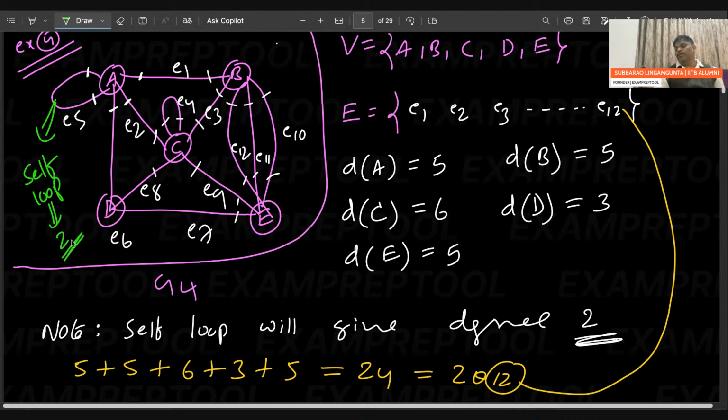Every edge will contribute 2 degree. Self loop also will count to 2 degree, right? Some people are asking, self loop will count to 2 degree, okay, but what about one edge? When you take one edge, the left vertex is also counting, the right vertex is also counting. That is the reason the sum of degrees is 2 into e. Every edge will count degree by 2, because the left vertex also counts, the right also counts. Self loop will count degree as 2, because this end is also counting, this end is also counting.